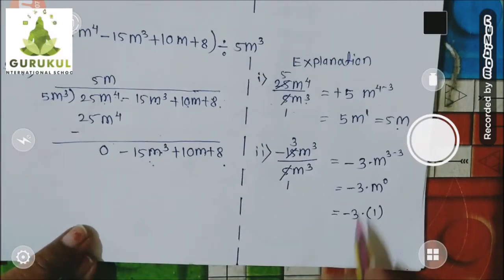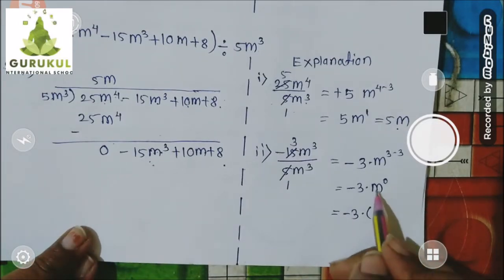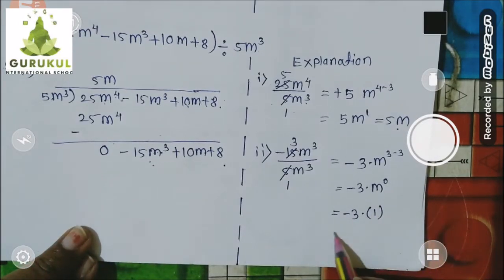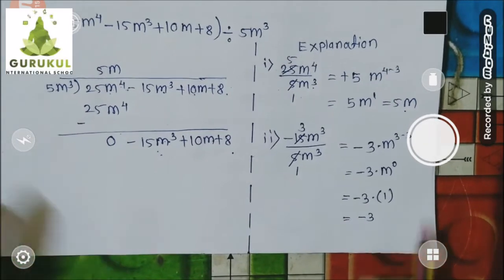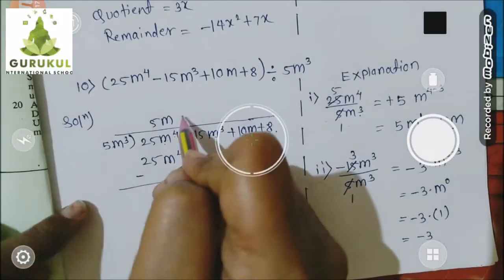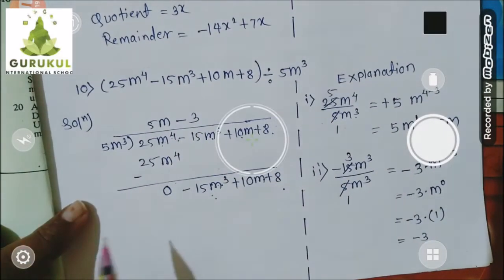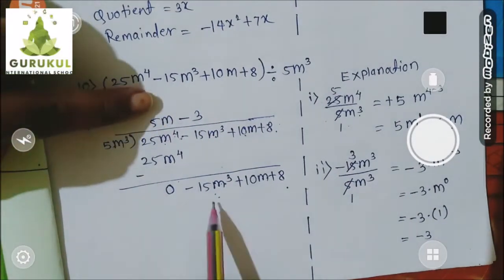You know the law of indices, a raised to 0, the answer is 1. Same way, m raised to 0, the answer is 1. So finally, minus 3 into 1 is minus 3. So this becomes a quotient, which I will write over here along with the sign.